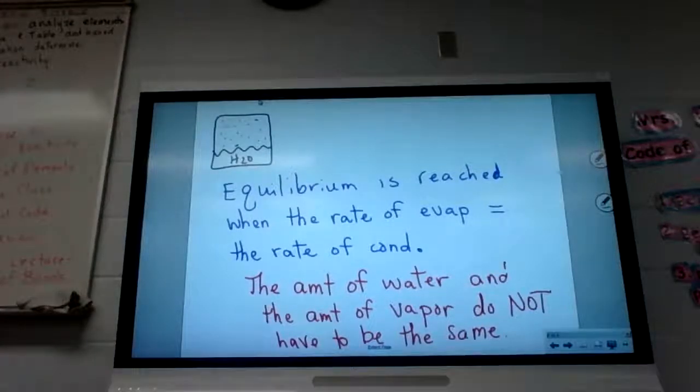Okay, they're irrelevant. The amounts of water and vapor don't matter. You might have a whole bunch of water and not much vapor and be at equilibrium. For example, you go to Walmart and the store just opens.